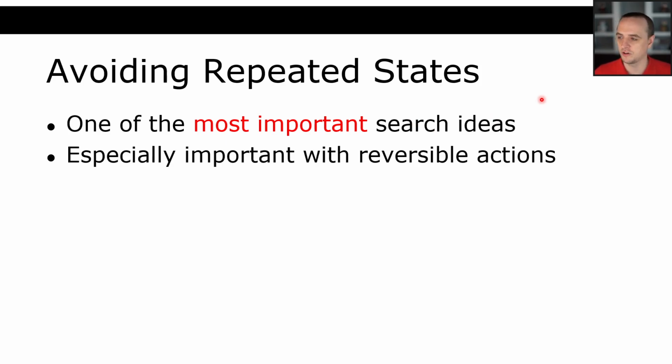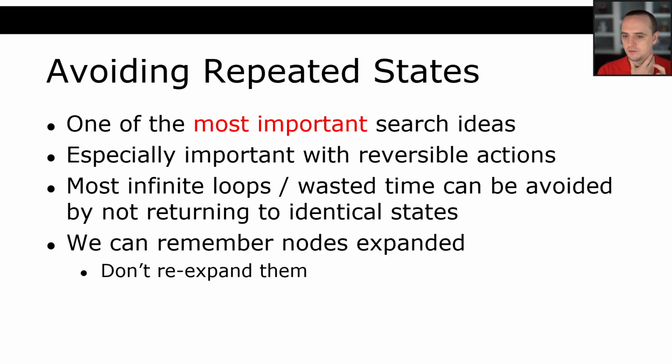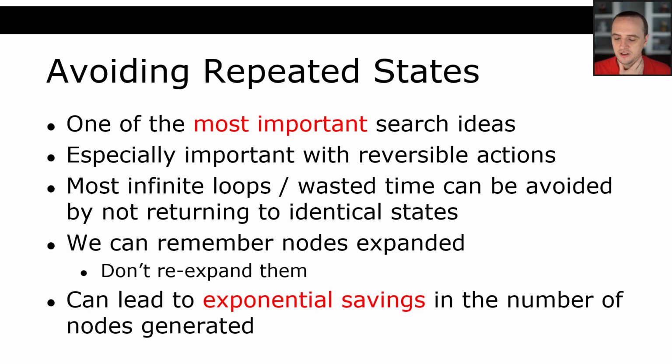And it's especially important with reversible actions. And reversible actions meaning, for example, in pathfinding, especially in grids, if we can walk up and walk down, then that's a reversible action, meaning that the action of walking up is going to be negated by the action of walking down. So most of our infinite loops, like, you know, we could go A, B, A, B, A, B, A, B, that would be terrible. Most infinite loops or wasted time can be avoided by simply not returning to states we've already visited. So what we can do is we can remember the nodes that we've expanded and simply don't re-expand them, right? And so this can lead to exponential time savings in the number of nodes generated.